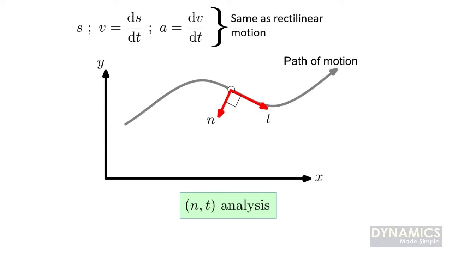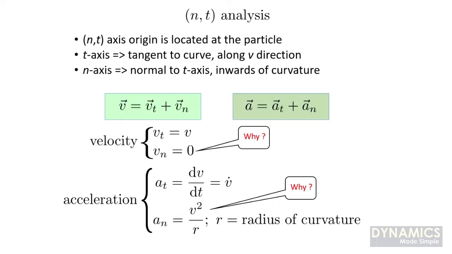We know velocity will always be tangent to the path of motion. Hence, velocity exists along the t axis only. No velocity component will be along n axis. Generally, acceleration will have two components along t and n axis. The component of acceleration along t is optional and depends on speed or the magnitude of velocity. However, the component of acceleration along n axis will always exist for a curvilinear motion and depends on magnitude of velocity and radius of curvature.